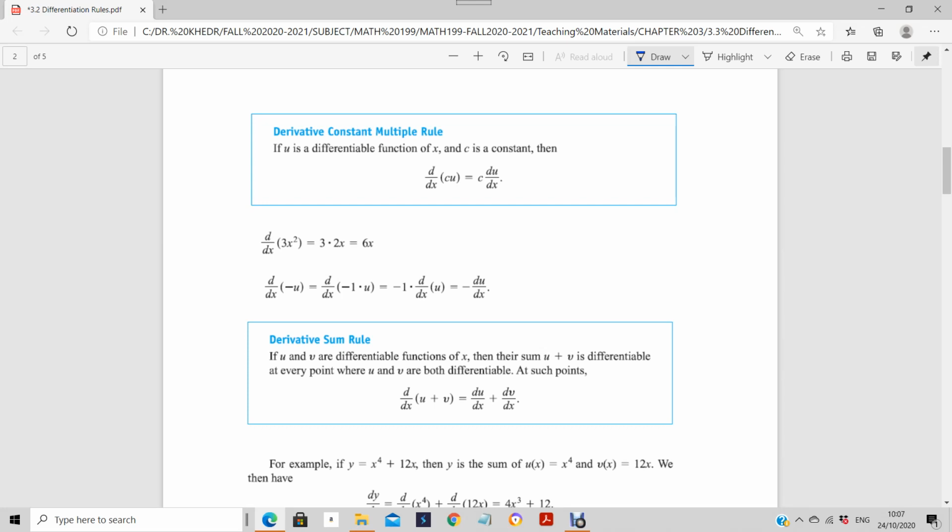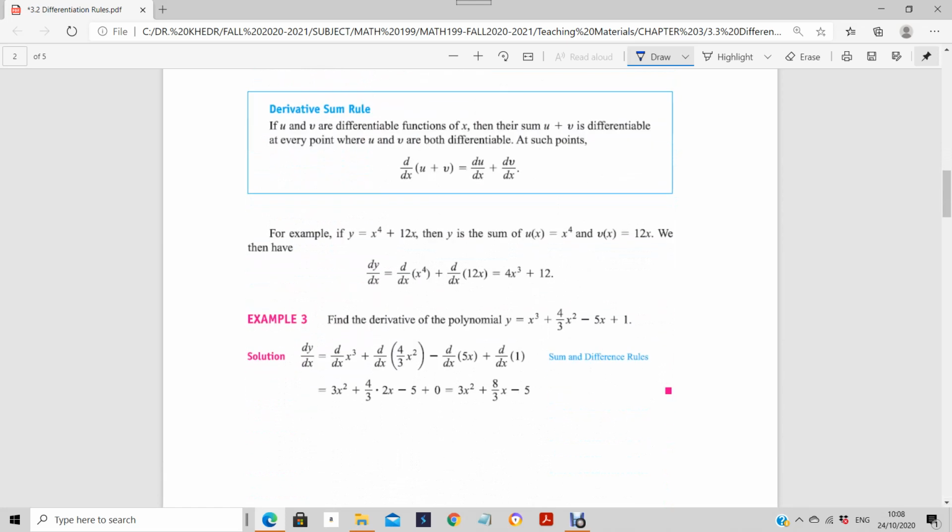The next rule is the derivative sum rule. So if we have two functions, u and v, and both of them are differentiable functions of a variable x, then their sum, u plus v, is differentiable at every point where u and v are both differentiable. At such points, the derivative of their sum, d by dx of u plus v, equals the derivative of the first function, du by dx, plus the derivative of the second function, dv by dx.